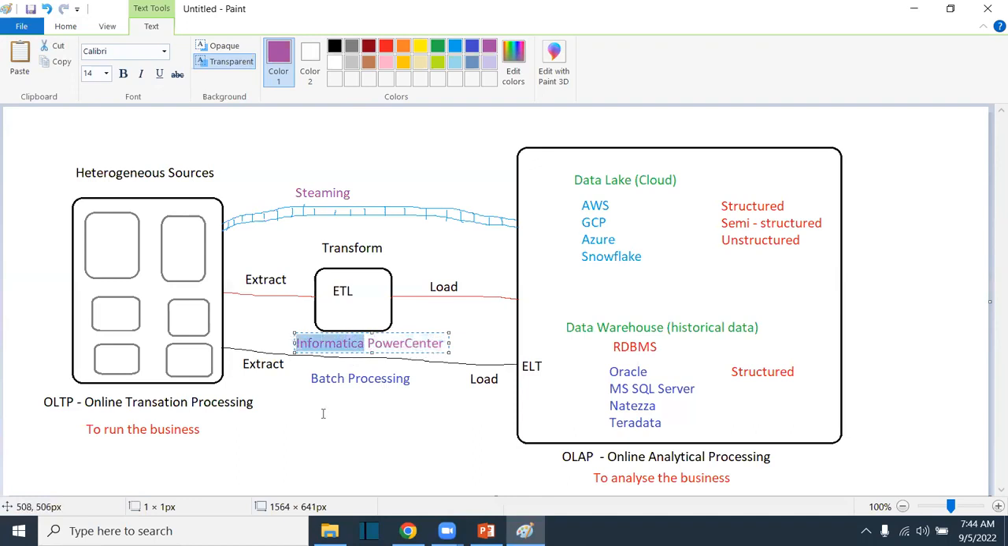They have different tools like Informatica PowerCenter, MDM, Address Doctor, Data Quality, and EDC, Enterprise Data Catalog. So different tools are there. Informatica PowerCenter is one of the ETL tools, and we also have IICS. IICS is nothing but Informatica Intelligent Cloud Services.